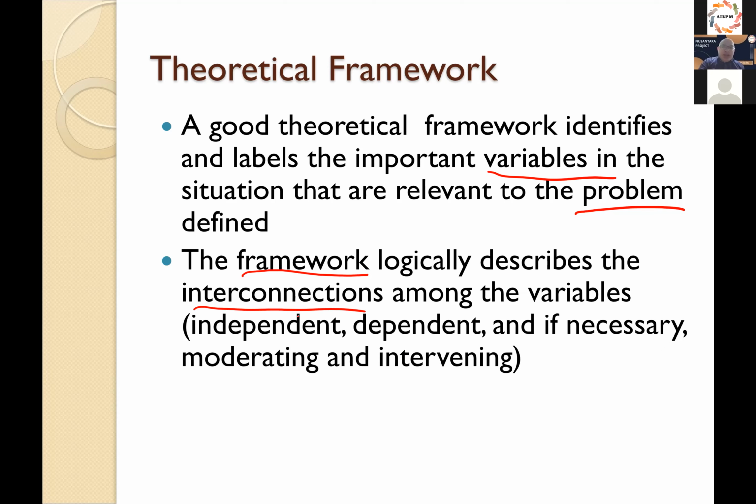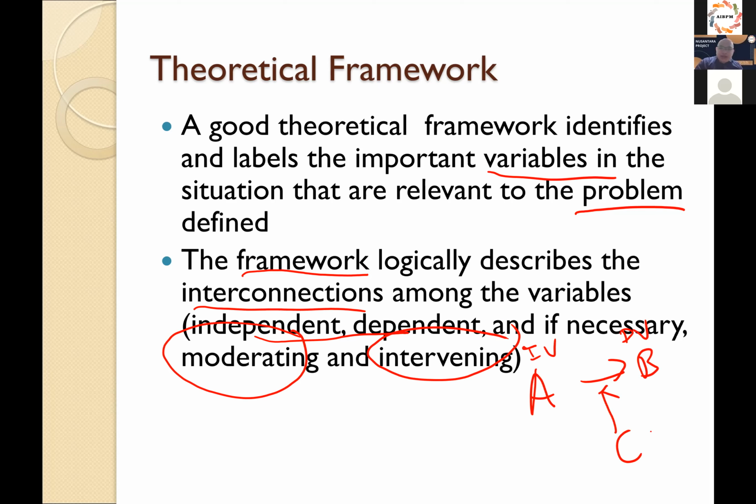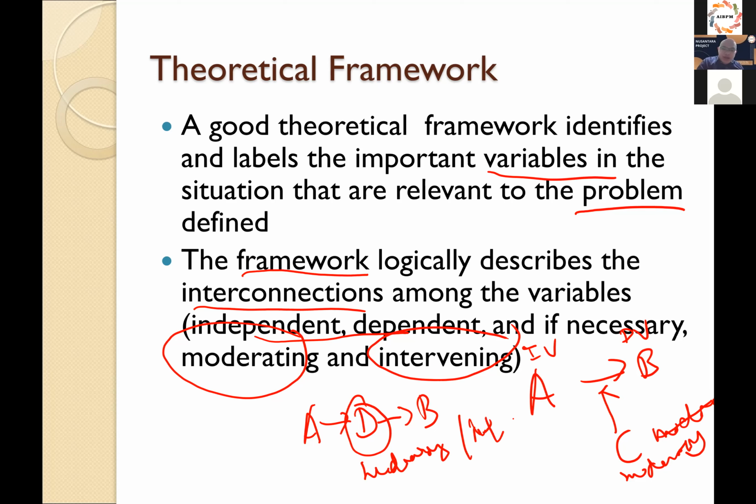Relationship is usually IV to DV, but sometimes moderating and intervening variables are also inside. So IV means A affects B. This is called IV, this is called DV. What if C affects this relationship? This is called moderating. But what if I change a little bit: A affects D first, D affects B? This is called mediating, or we call intervening.